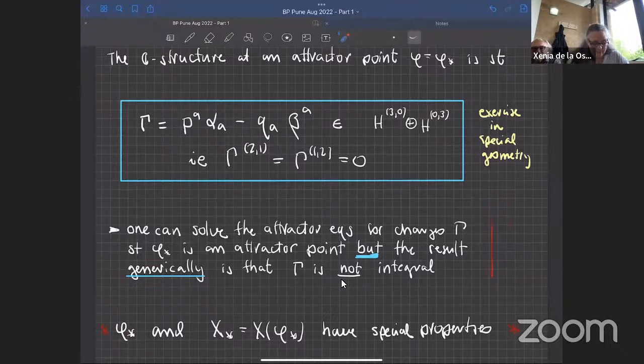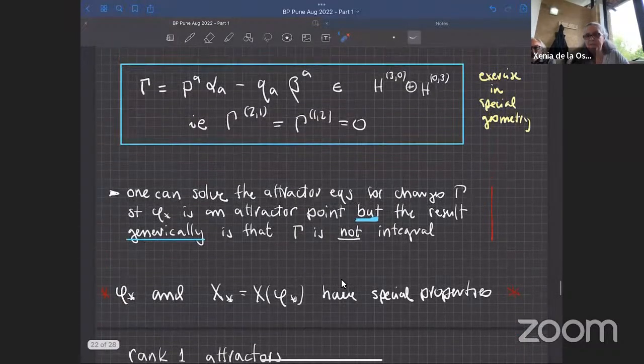So notice that given the attractor equations, you can say, well, I want to solve these equations for some charges such that this is an attractor point. One can do that, but generically the result that you get is that gamma is not integral. Gamma needs to be integral, because this is the quantization condition in physics: electric and magnetic charges are integral. So the question is, when do they exist, such that this is integral?